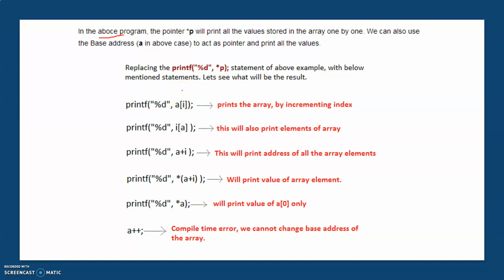So for i = 0, i < n, i++, that means 0 to less than n, it will move on. This is quite an easy one. Next one is printf("%d", i[a]).